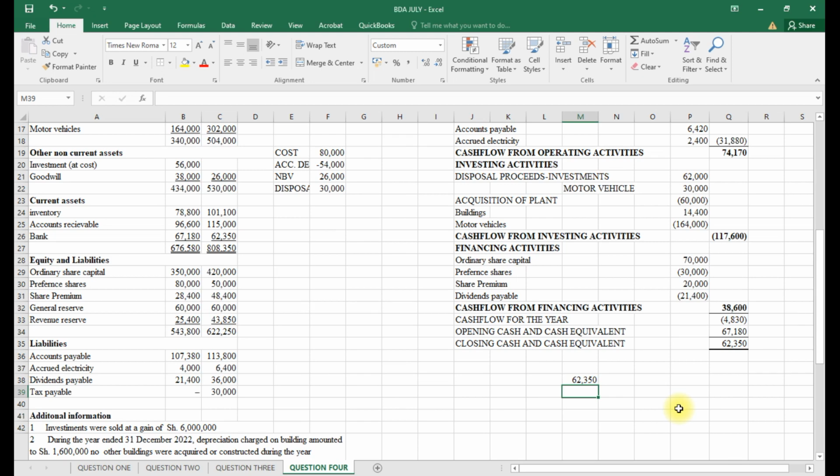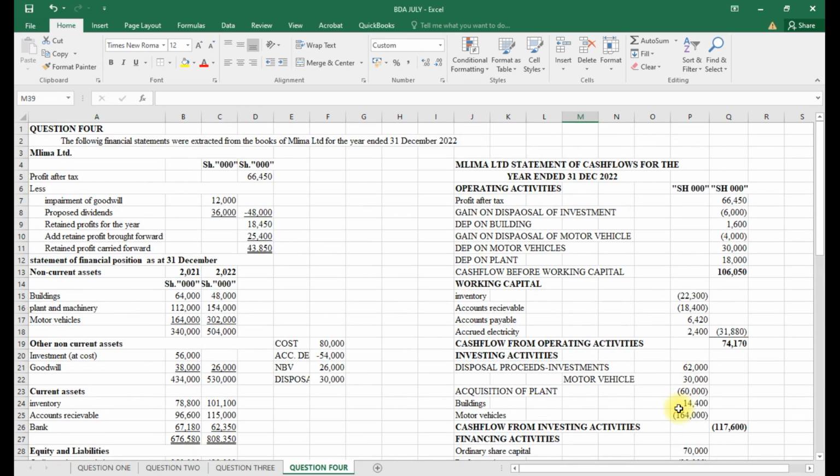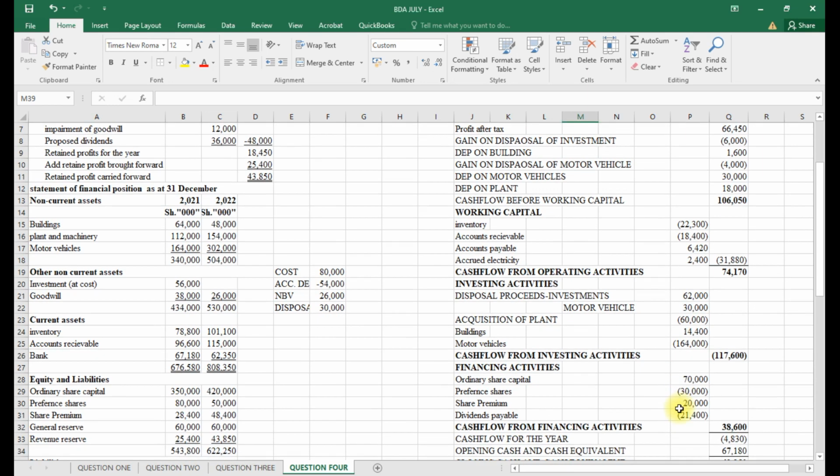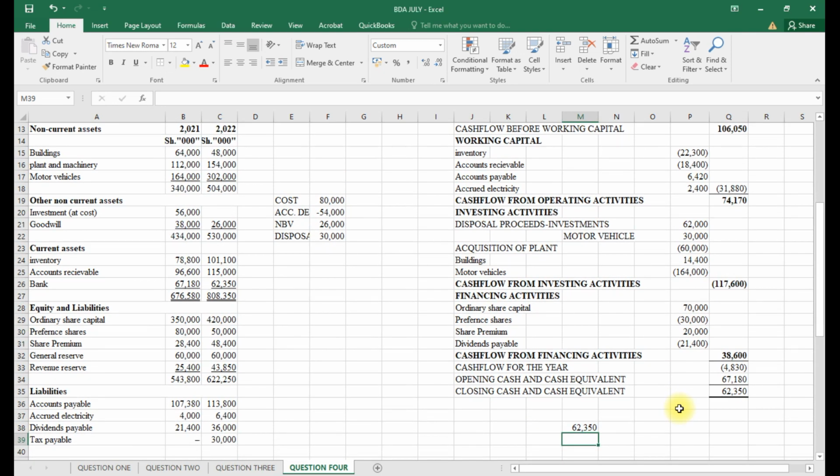So that's how this particular question of cash flow was supposed to be done. From Lima Limited, statement of cash flow for the year ended 1st December. The operating activities, the working capital, the cash flow from operating activity, the cash flow from investing activity, then we have the financing activities, cash flow from financing activity, and you get your closing cash and cash equivalent. That's how it was supposed to be done.